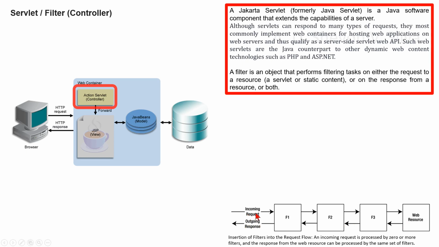Here the incoming request is passed to F1, and F1 is connected to F2, and F2 is connected to F3, and F3 is connected to the web resource, and the web resource is connected to F3, and F3 is connected to F2, and F2 is connected to F1. Then F1 provides the outgoing response.